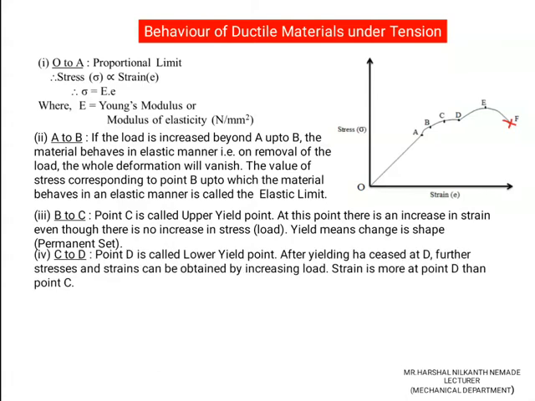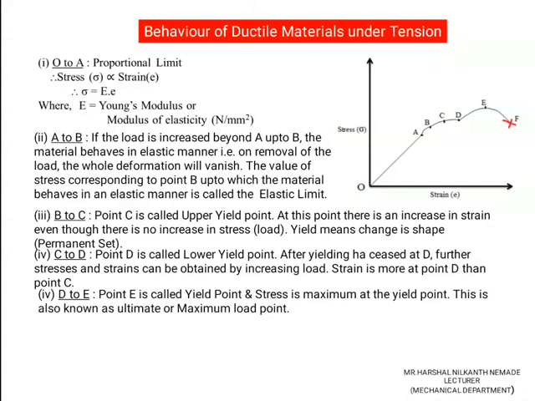From C to D, point D is called lower yield point. After yielding has ceased at D, further stress and strain can be obtained by increasing load. Strain is more at the point D than C. So there will be neck formation in the material. When we are pulling the material from both sides in tension, at the middle there will be neck formation, and that will be a lower yield point.